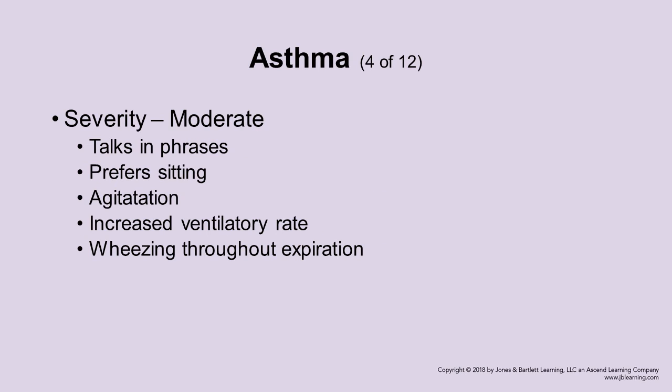Now with more moderate severity asthma, they may be able to talk in phrases but not sentences. They may not feel like lying down, as it's difficult to catch their breath in that position. They may be more agitated. They may still have tachypnea, and instead of just end expiratory wheezing, they may have wheezing throughout the course of expiration.